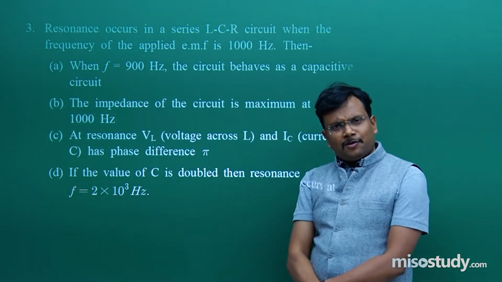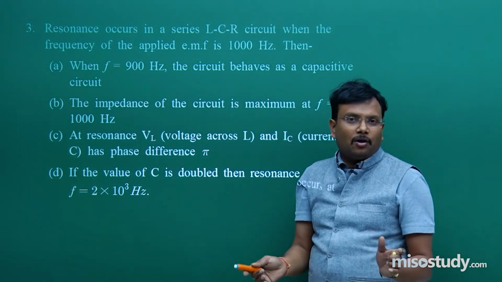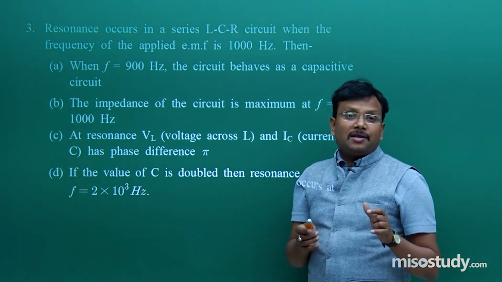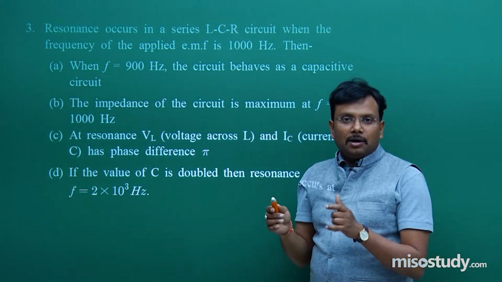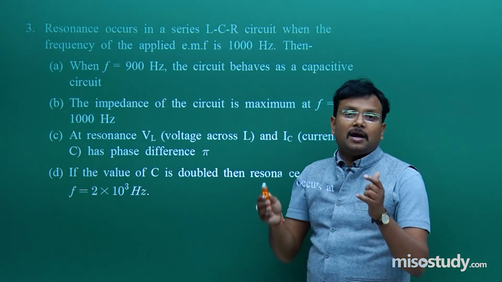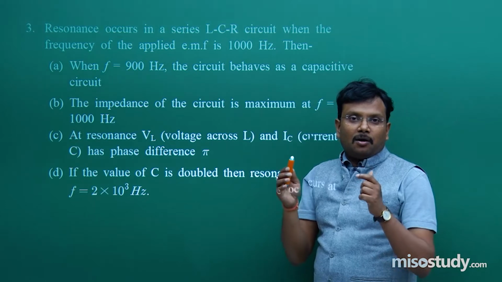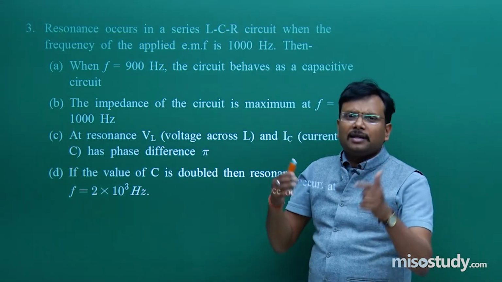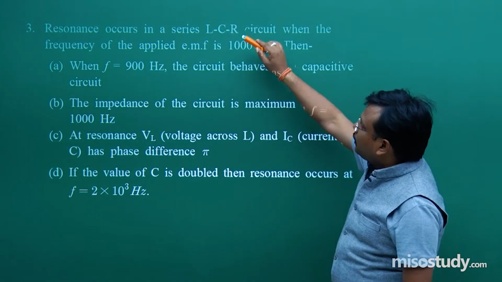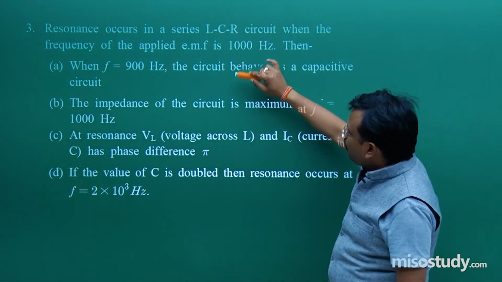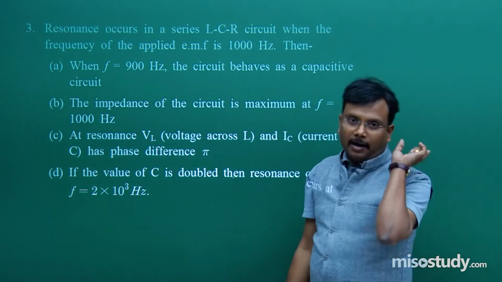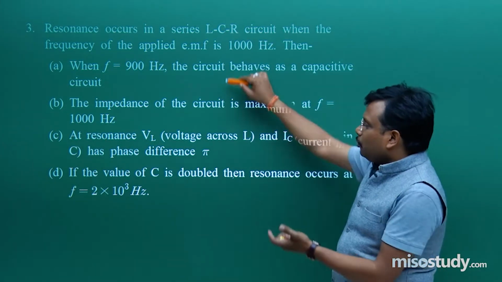What is the meaning of resonance? Resonance means VR is not existing, resistance is not important. You can say XL is equal to XC, or 1 upon omega C is equal to omega into L, and that type of relation. Then you have to find out, on the basis of this fact, out of these 4 options, which option is correct.